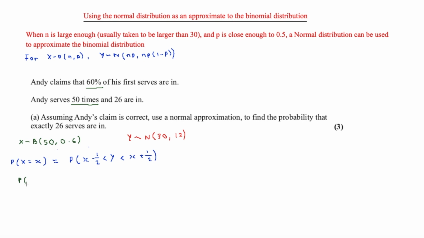So therefore, what we are saying now is that instead of the probability that X is equal to 26, we now have the probability that 25.5 is less than X, and that's less than 26.5.